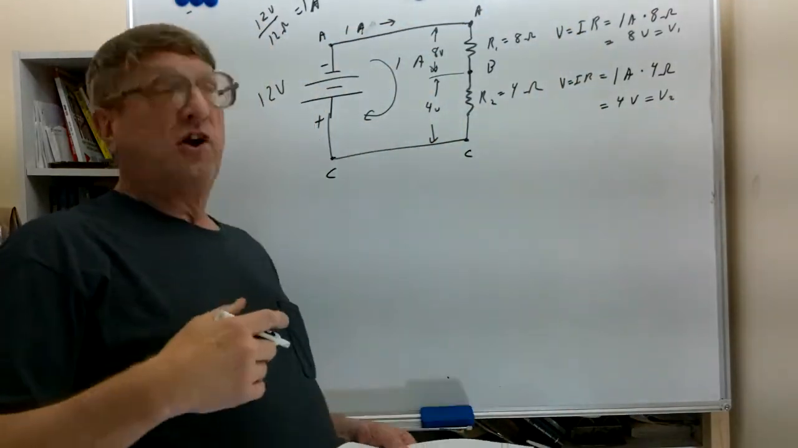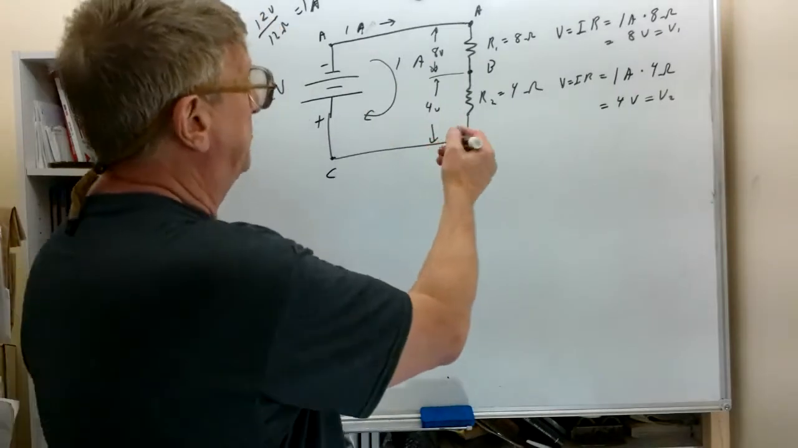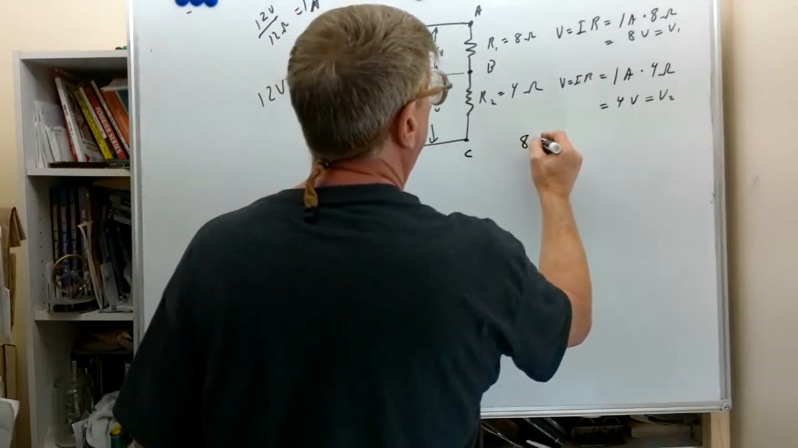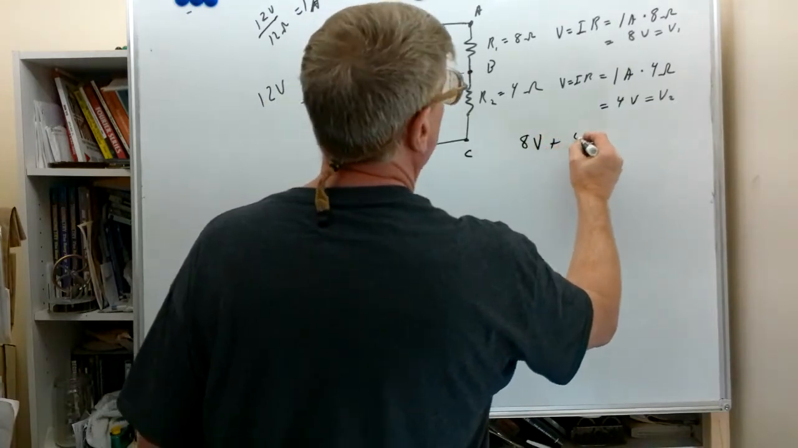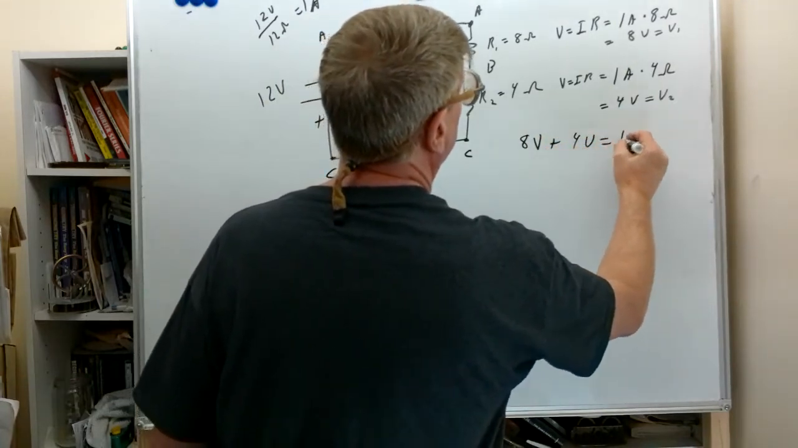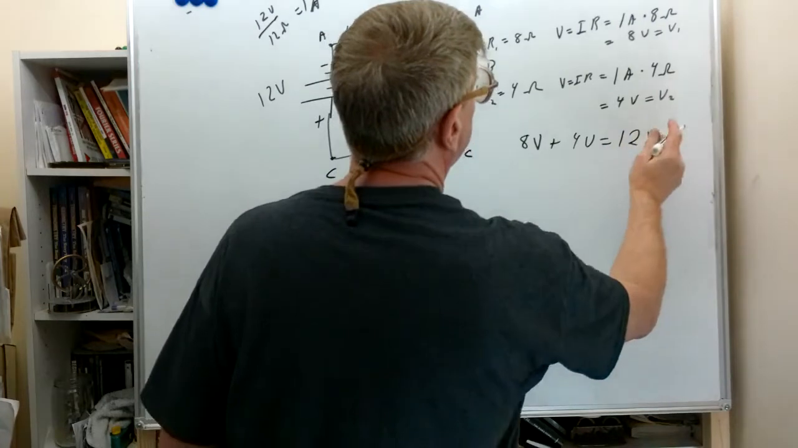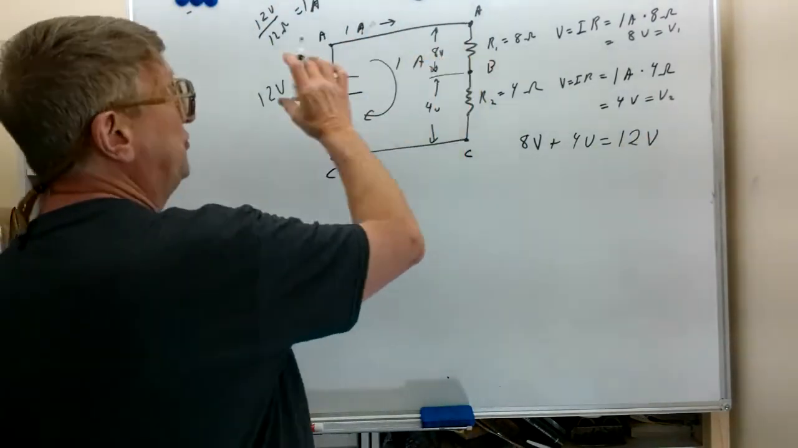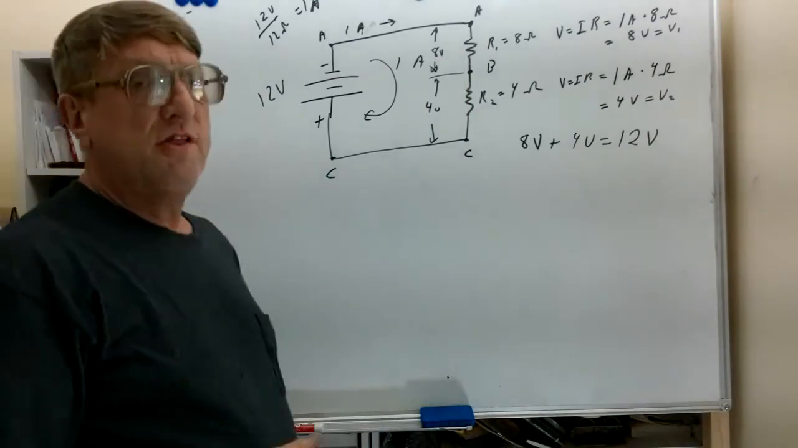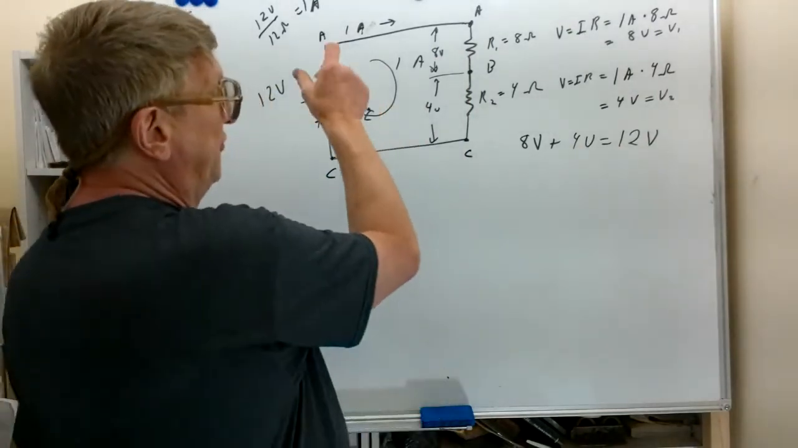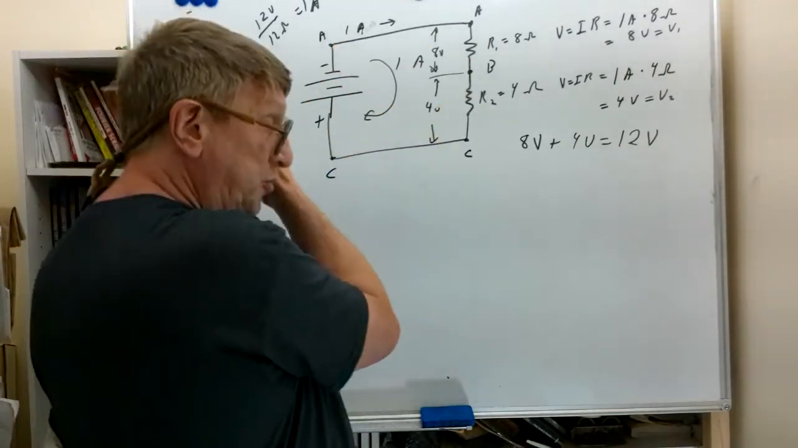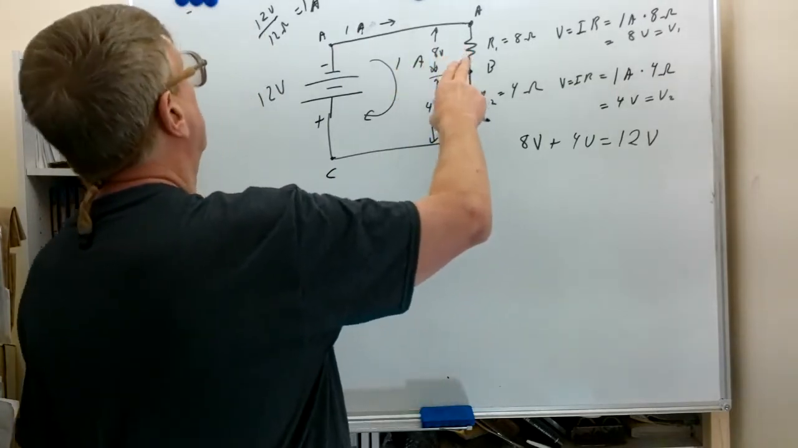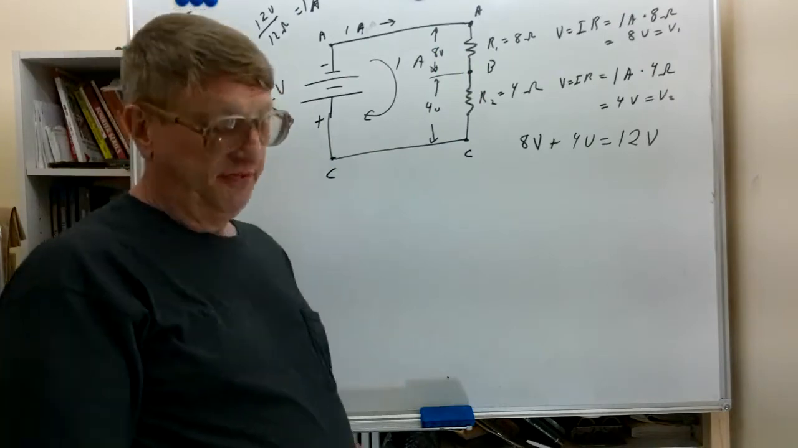So the voltage across R2 is less, but what you will notice is these two voltages, 8 volts plus 4 volts, equals 12 volts. And this adds up to the same amount of voltage as the voltage supply. And you'll always find that in a loop. If you measure the voltage across every component in a loop and you add that up, you should get the same voltage that the supply was providing.